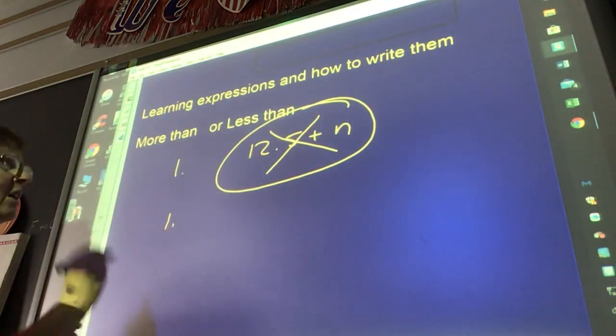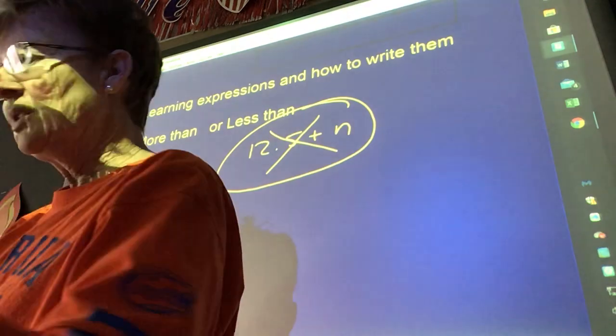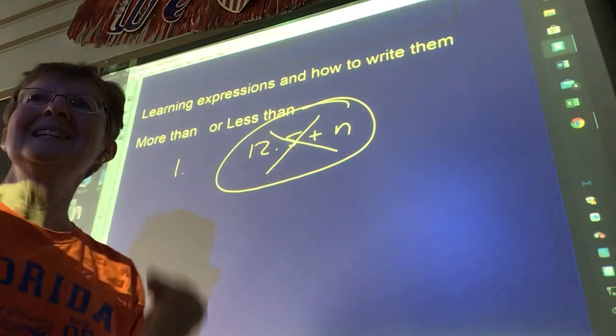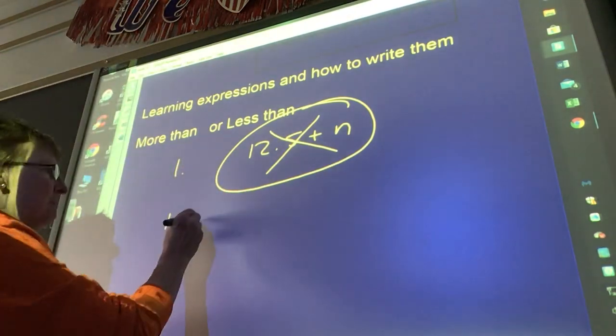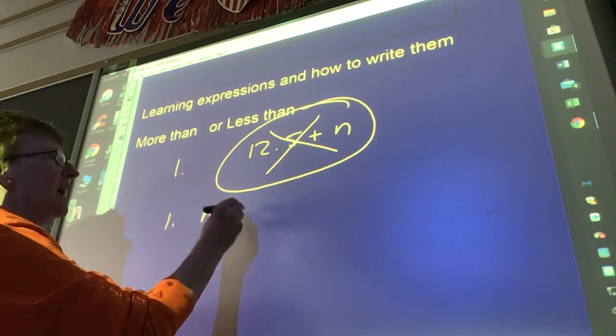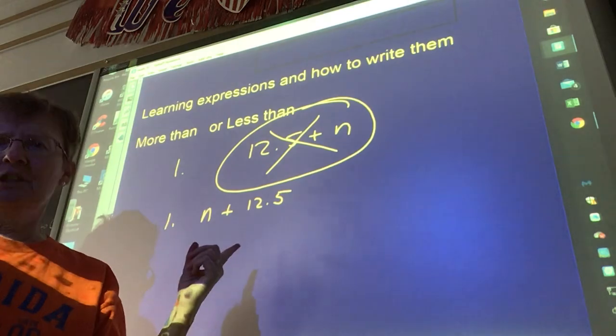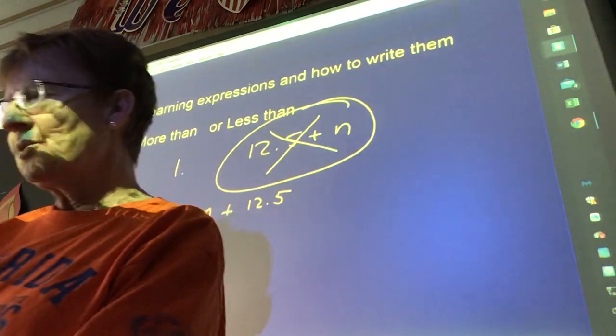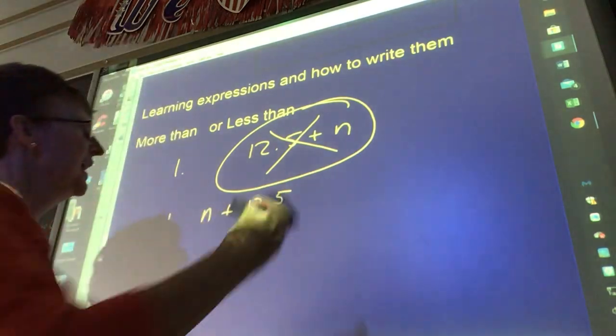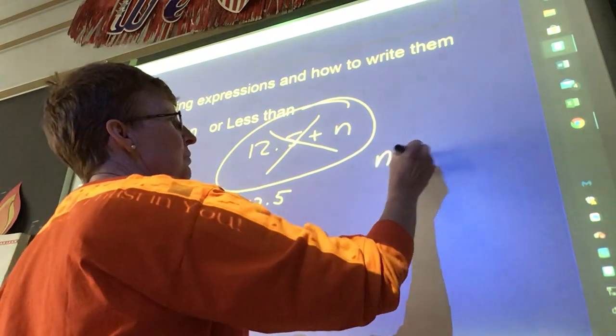Because we heard the more than. And so what comes after more than? It's n, the number. So n plus 12.5 is the expression. Then in the directions, they also tell us that n equals 5.